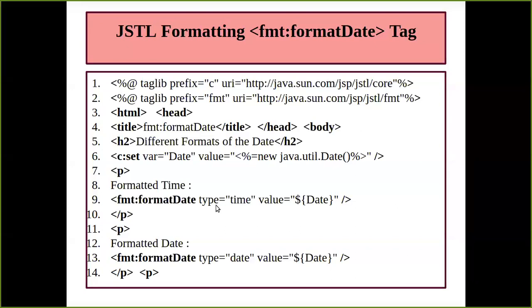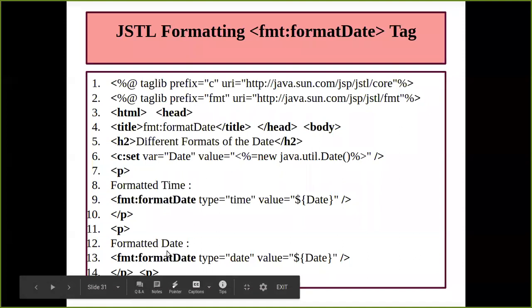So what type do we want? Time. In the previous program we had written both. So what we have written over here now is time. We want the time from the value attribute. We write the value attribute because we are calling the variable from where the time is going to be taken. The variable name is date.